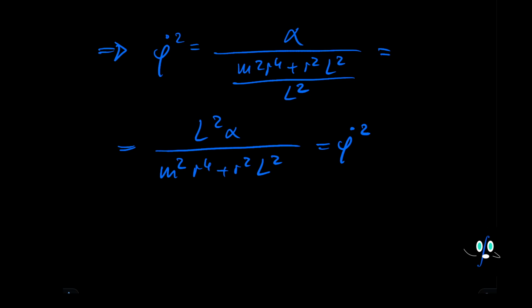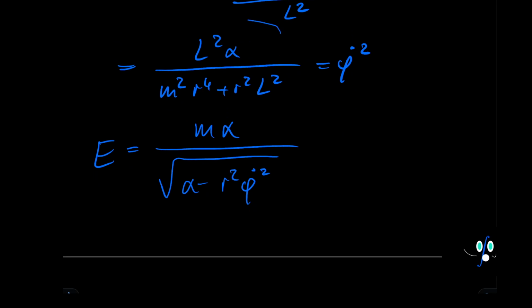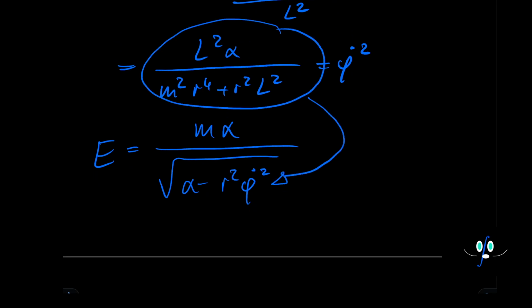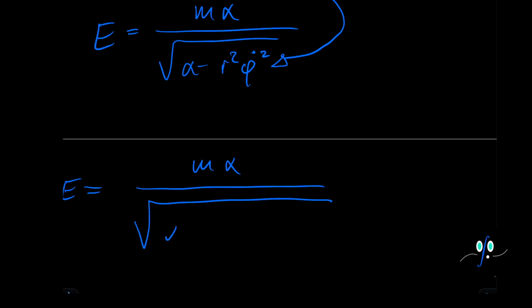And we have our energy given, which is m alpha divided by the square root of alpha minus r squared phi dot squared. And that's what we're just plugging in now. So we're going to take this thing and plug that in for phi dot. So what we get is that the energy is m alpha divided by the square root of alpha minus, now we have L squared r squared times alpha divided by m squared r to the power of 4 plus L squared r to the power of 2.